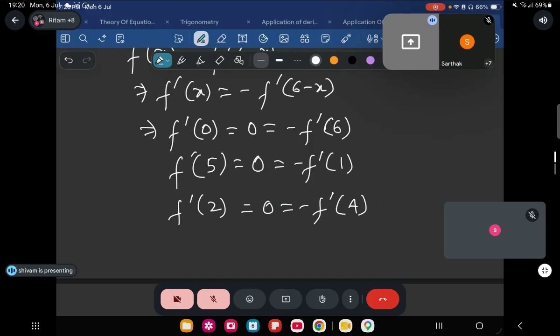Will there be any more root? Tell me. Aipsha, Devatri, tell me. Will there be any more root? What do you think? Aipsha, Prayakto, Devatri, Sathok, Ritam, Raktim, tell me. Will there be any more root over here? Yes or no? Tell me.